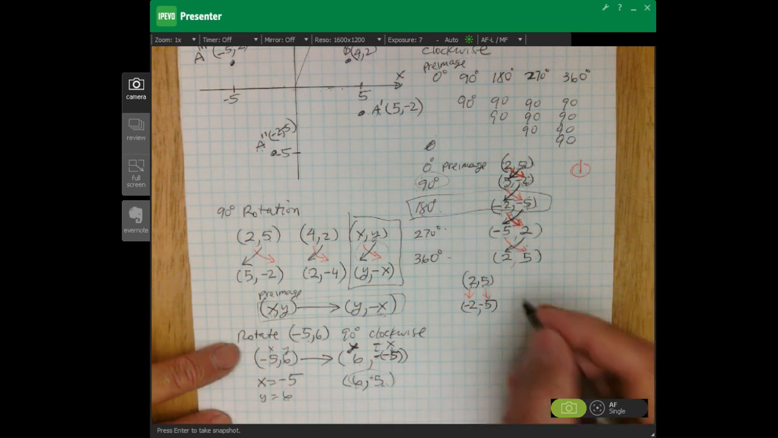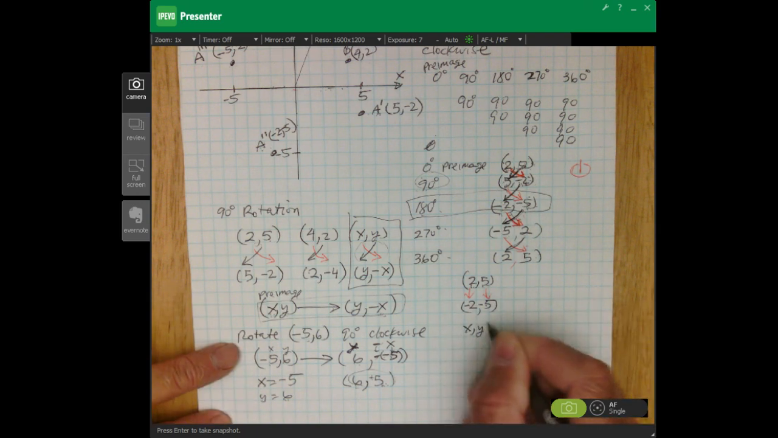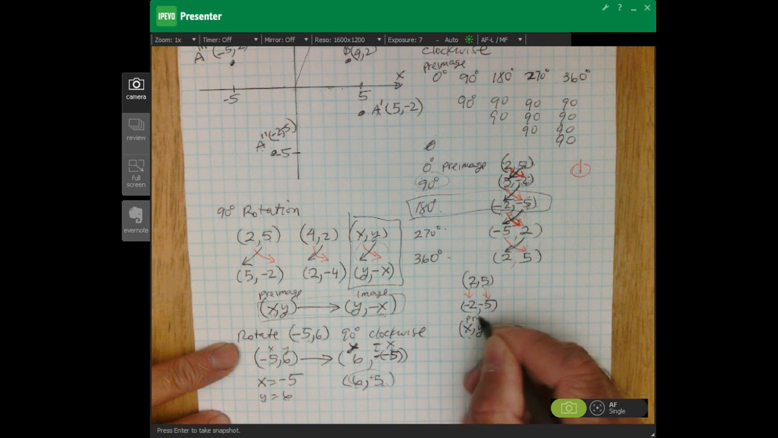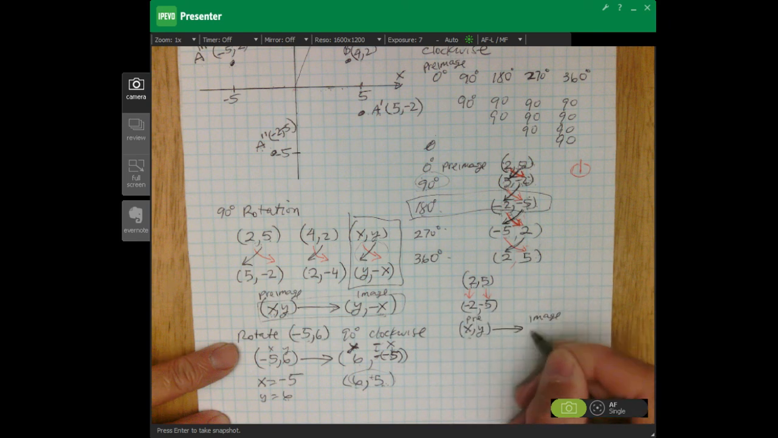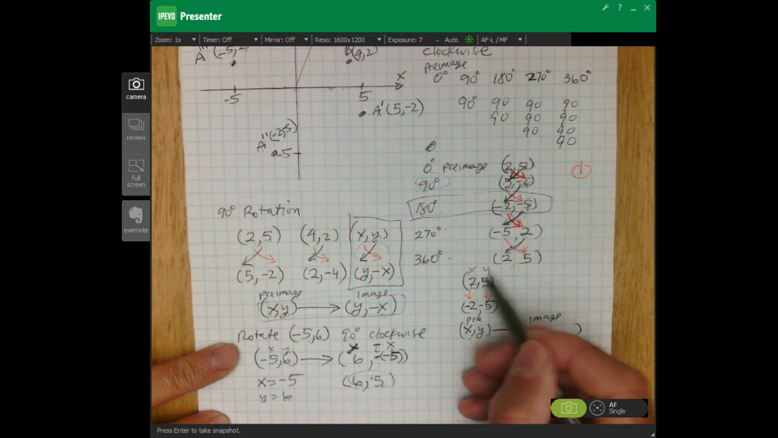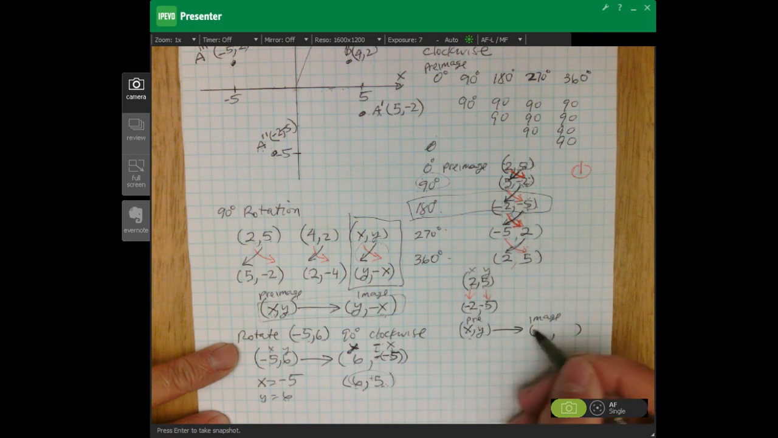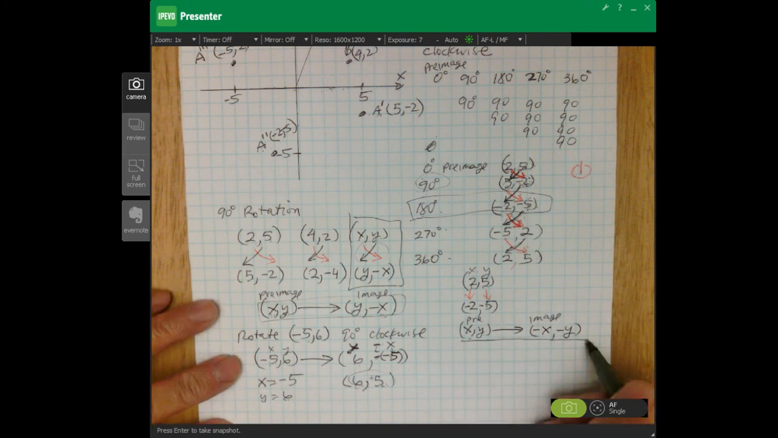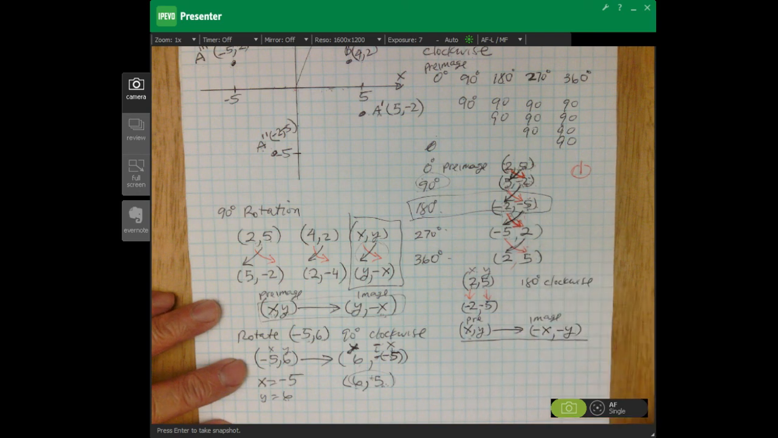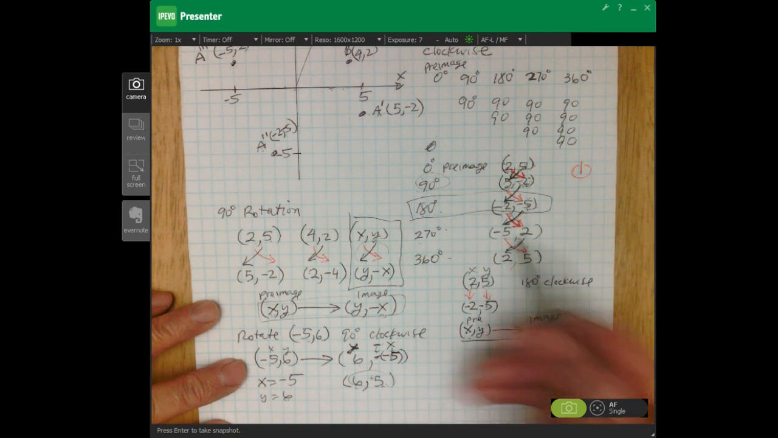So what we're going to do on this one, we're still going to start off the same. That's the pre-image, same as before. The second one is the image, right? So that's our pre-image. This will be the image. And how did it change? It started with X and Y and ended up with -X and -Y. So that would be the rule for 180 degrees clockwise.